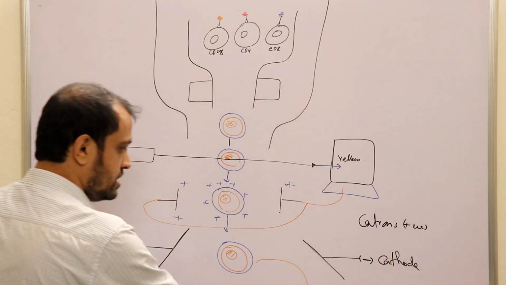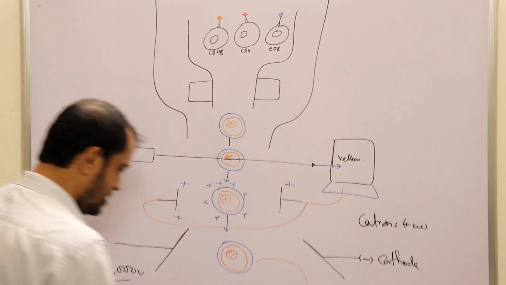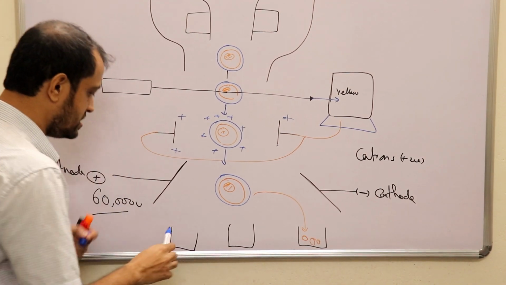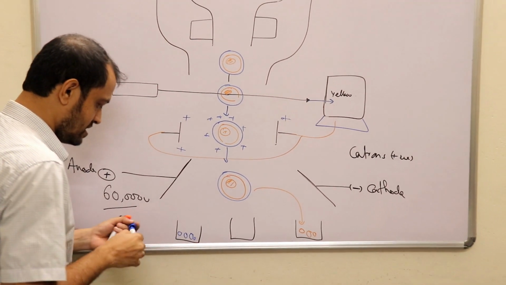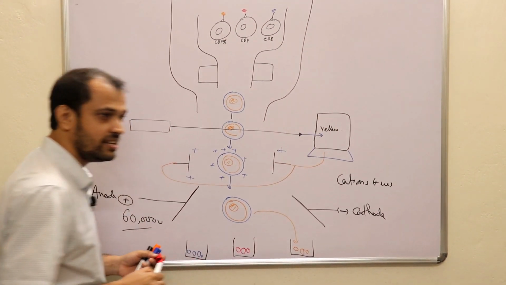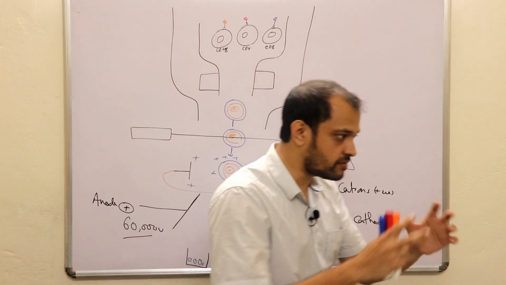That means here you will get CD28 positive cells, here you will get CD8 positive cells, right? And here we will get CD4 positive cells. This is how you separate different kinds of WBCs.